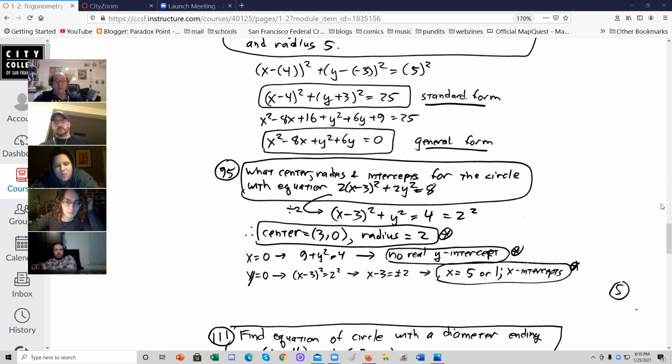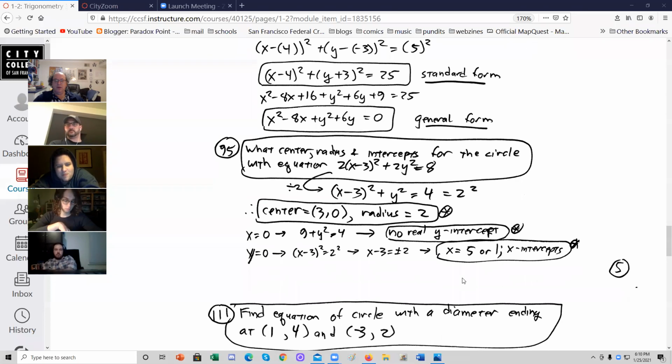To find the y-intercept, we set x equal to 0 here. Plug it in and get 9 plus y squared equals 4. There's no real solution, so there's no real y-intercept. The circle does not meet the y-axis. To find the x-intercept, we set y equal to 0 and get x minus 3 squared equals 2 squared. So x minus 3 is plus or minus 2. Transpose the 3: x is 3 plus 2 or 5, or 3 minus 2 or 1. x is 5 or x is 1. Those are the x-intercepts.